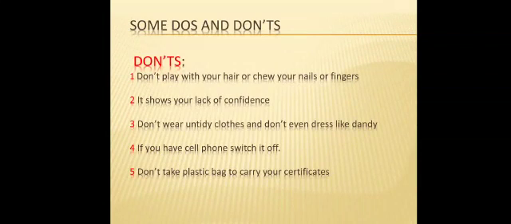Don't take a plastic bag to carry your certificates. It looks very awkward if you carry your certificate file in a plastic bag. Therefore, you need to take a proper kind of bag, and we should not carry that bag inside the interview room. We must carry only the certificate file. If you are carrying a plastic bag and open it before the interview panel and try to take out your certificates, it looks very different. So we need to avoid that.